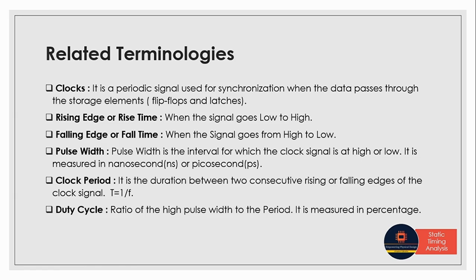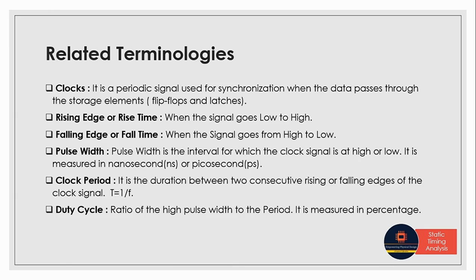Next is rising edge or rise time. We know that whenever the clock signal goes low to high, that edge is called the rise edge or rise time. Whenever the clock signal goes from high to low, it is called the falling edge or fall time. Usually rise time and fall time are measured between 10% and 90%, or sometimes 20% and 80%, of our input signal or output signal, and these are calculated as rise time and fall time respectively.